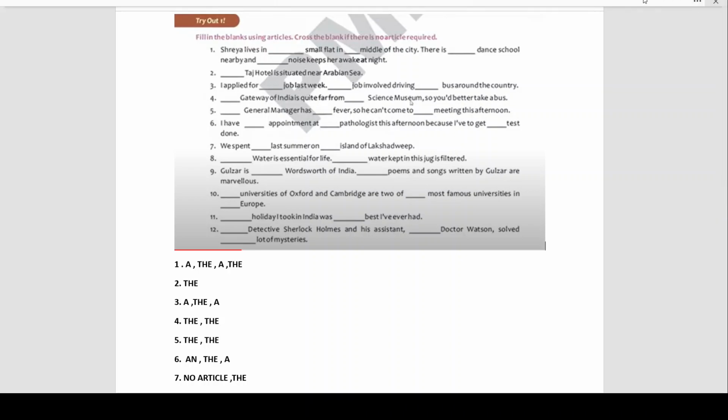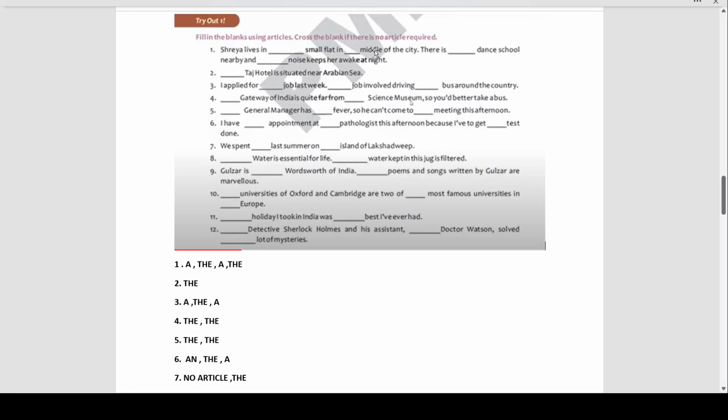There is a small flat. We don't know which, it is indefinite. We don't know what the flat is. She lives in a small flat in the middle of the city. We know that she lives in the middle of the city. That is definite. But in which flat she lives, we don't know. Therefore, small flat will have the article a, and in the middle of the city is specific, therefore the definite.